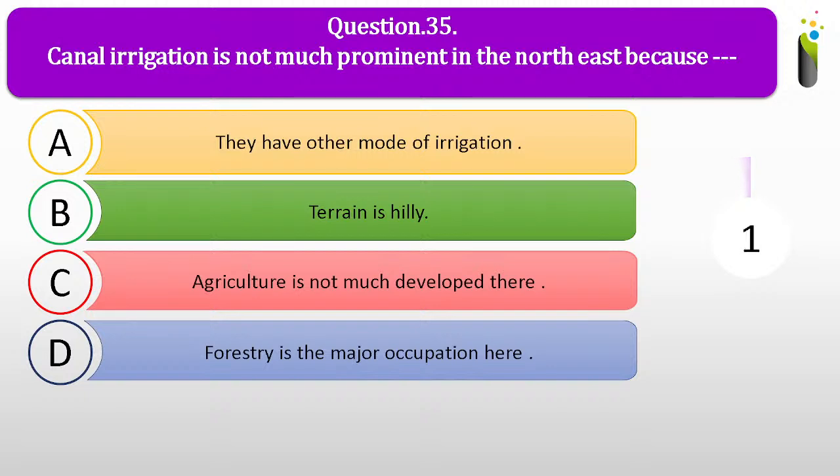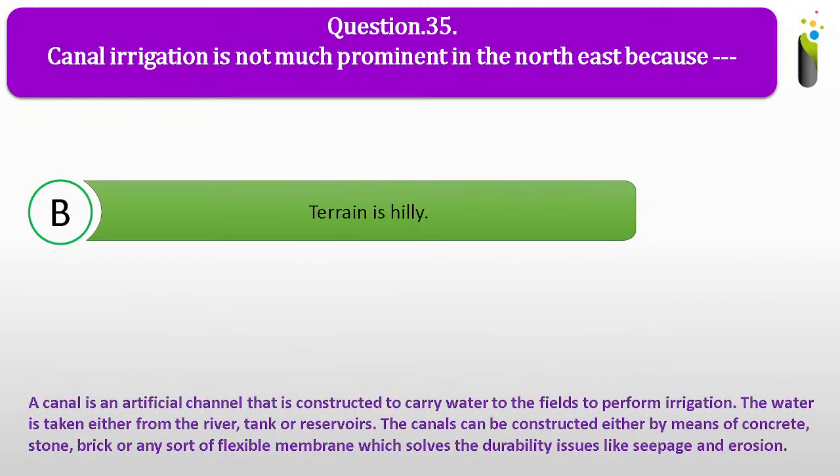And the correct answer for this question is B. Canal irrigation is not much prominent in the northeast because B, that is the terrain is hilly. See, a canal is an artificial channel that is constructed to carry water to the fields to perform irrigation. The water is taken either from the river, tank, or reservoirs. The canals can be constructed either by means of concrete, stone, brick, or any sort of flexible membrane which solves the durability issues like seepage and erosion.